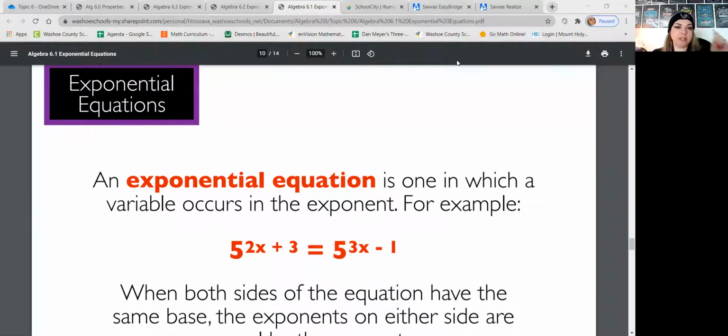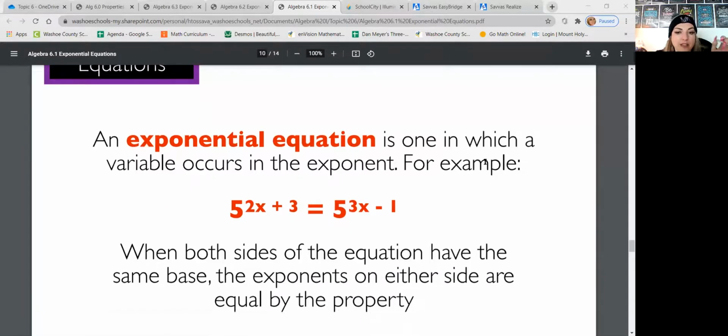The last part of this lesson is on exponential equations. So we're going to take all of the properties that we have learned and use them to solve exponential equations. An exponential equation is one in which a variable occurs in the exponent. For example, 5 to the power of 2x plus 3 equals 5 to the power of 3x minus 1.